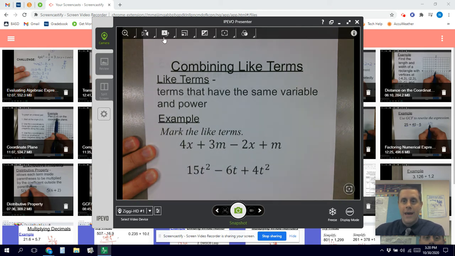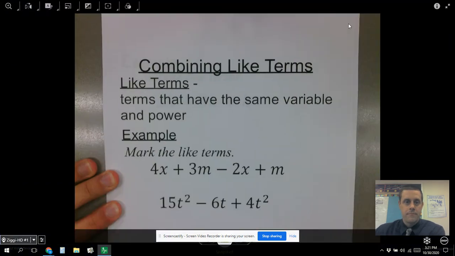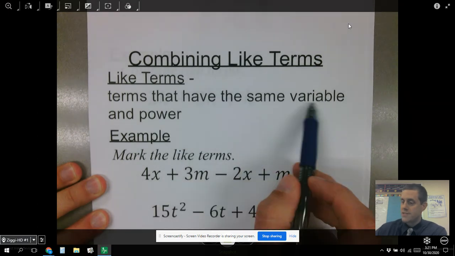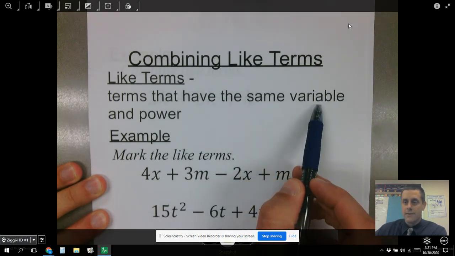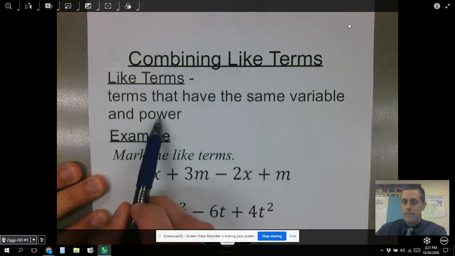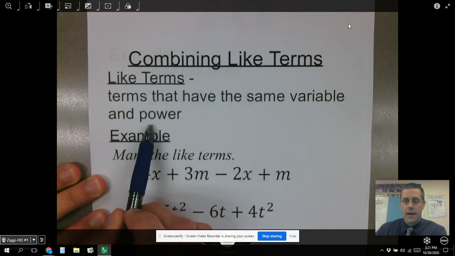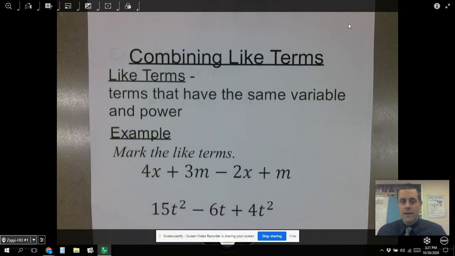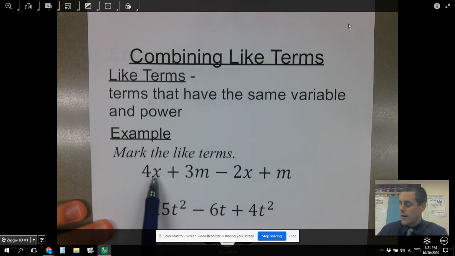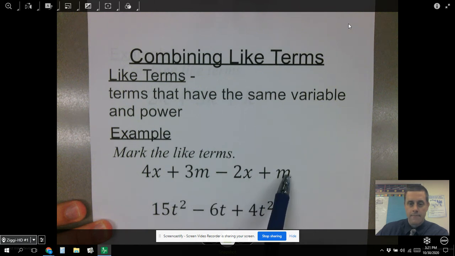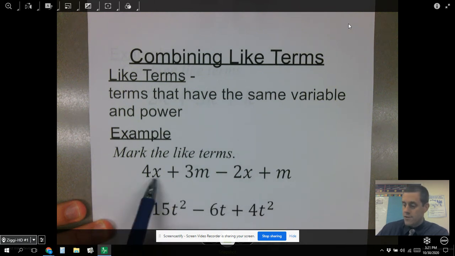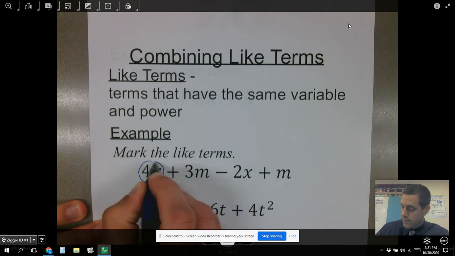In order to be a like term, terms need to have the same variable, meaning the same letter symbol, and power, meaning the same exponent. So let's just practice identifying some like terms by looking at our first expression, 4x plus 3m minus 2x plus m. Now, our very first term is 4x, and I'm going to circle that term.